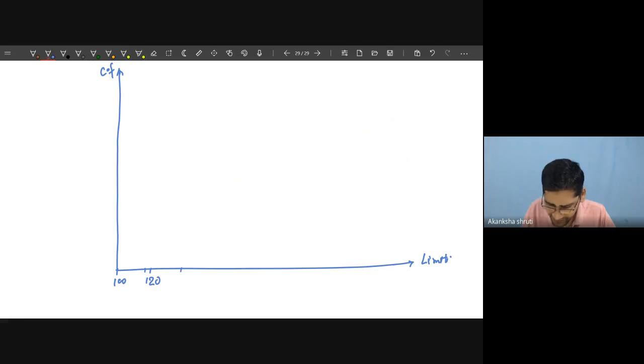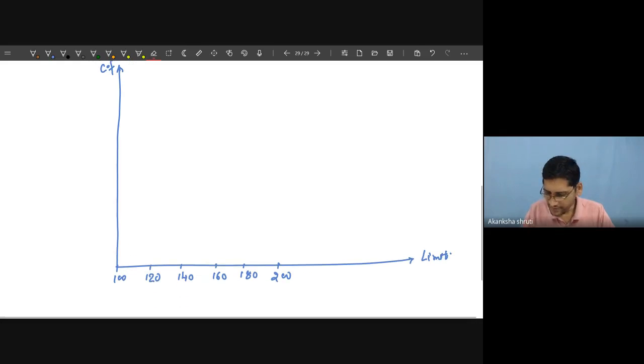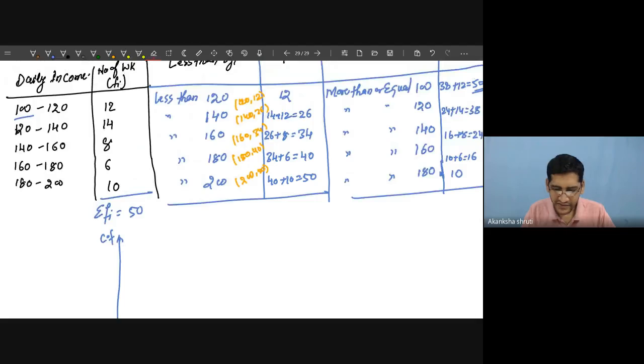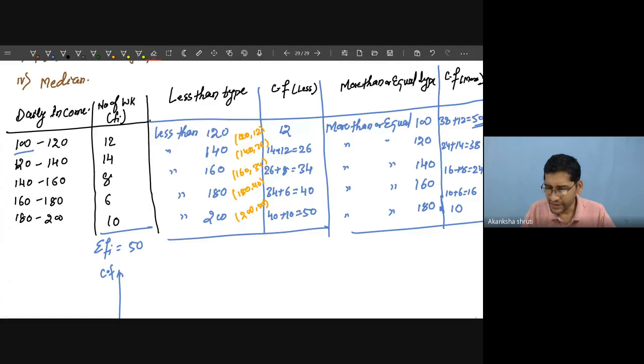120, 140, 160, 180 and 200. Only these are the limits that we need to put here. After this, because both upper limit and lower limit can be taken as per our requirement, the next one is to consider the cumulative frequency.